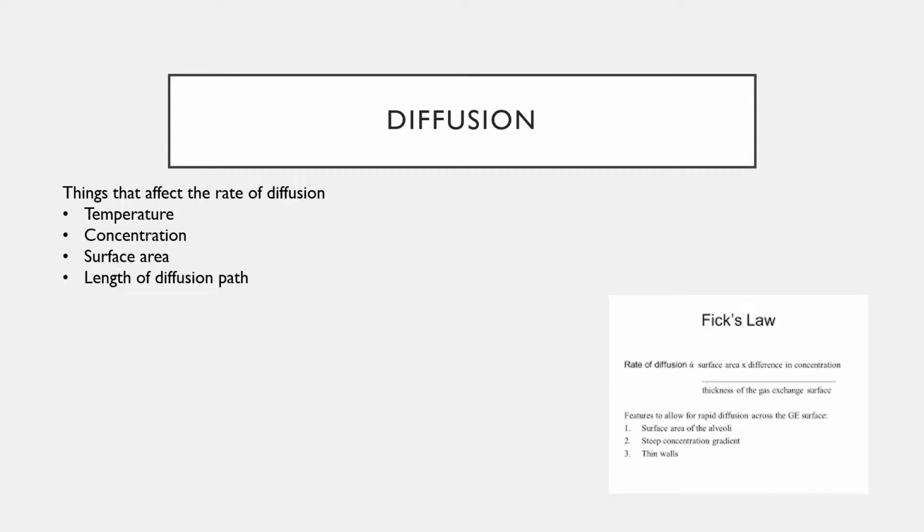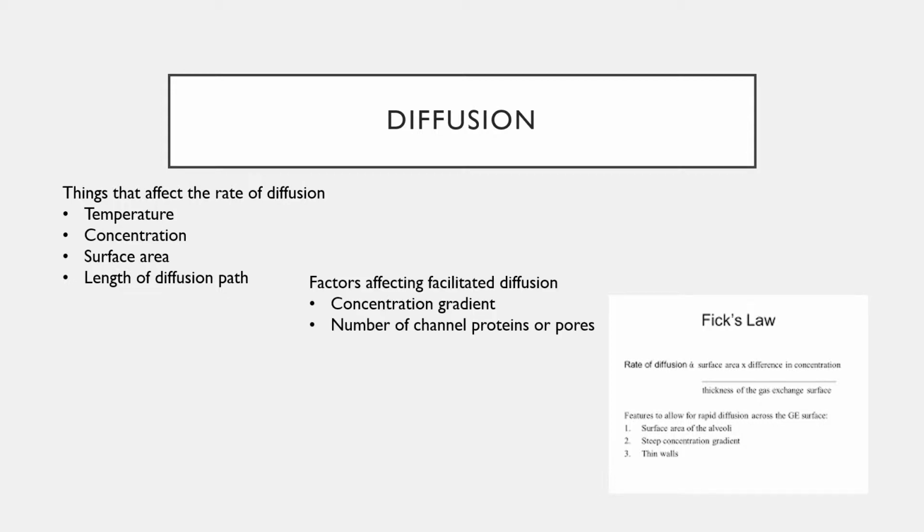Fick's law. Fick's law is composed of the surface area times the difference in concentration divided by the length of the diffusion pathway. Factors that affect facilitated diffusion: well, the concentration gradient and the number of channel proteins or pores.